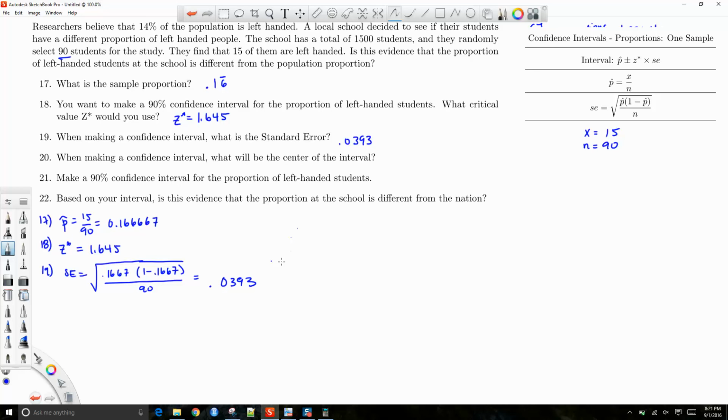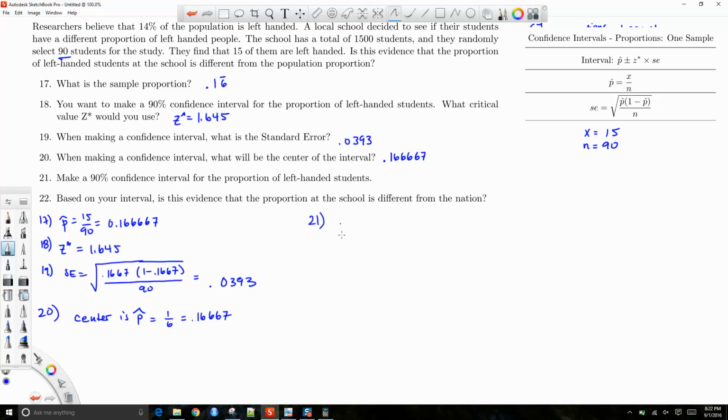All right, the center of the interval is P hat. The center is always the part that comes before the plus or minus. So in this case, 1/6 or 0.1667. And 21, make a 90% confidence interval.